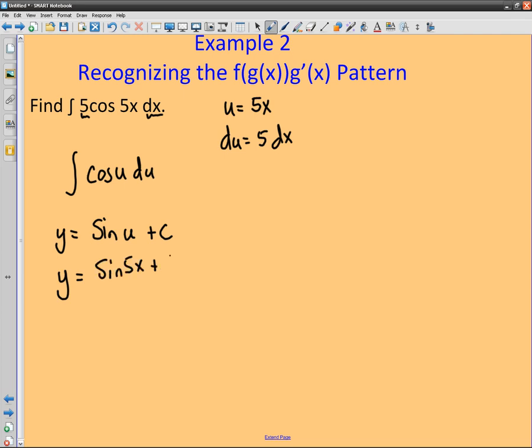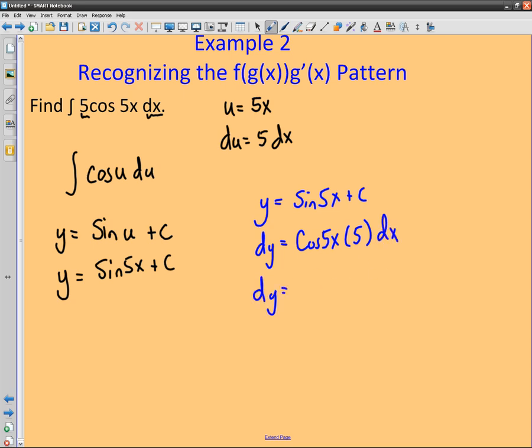So again, we could check this and differentiate this. So y will equal sine of 5x plus c, and so then dy would be, well, differentiating the outside would give me cosine of 5x, and then differentiating the inside, which is 5x, is times 5. Remember, a constant goes to 0, and since we're dealing with differentials, I'm going to put my dx over there. And so I get 5 cosine 5x dx, which matches what we started with. So I did my anti-differentiation correctly.